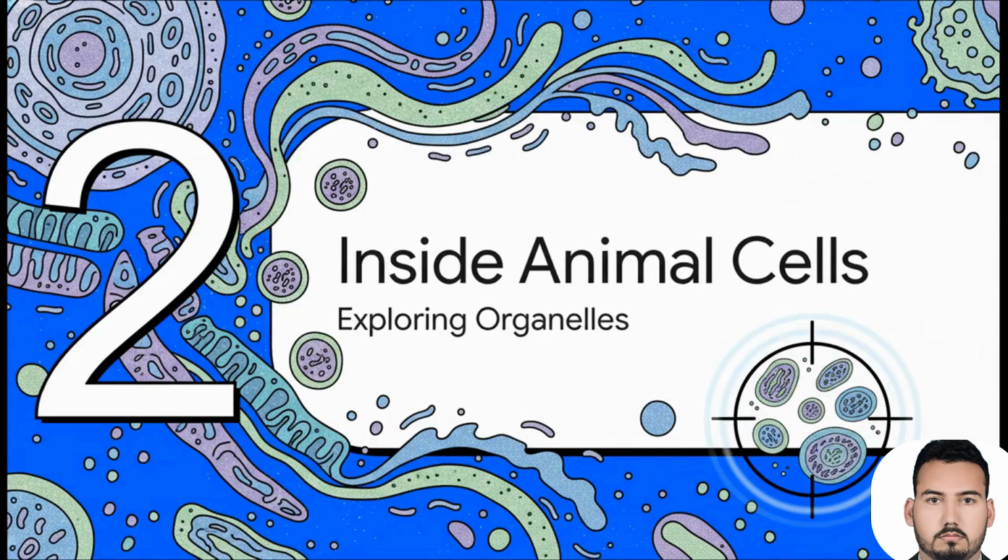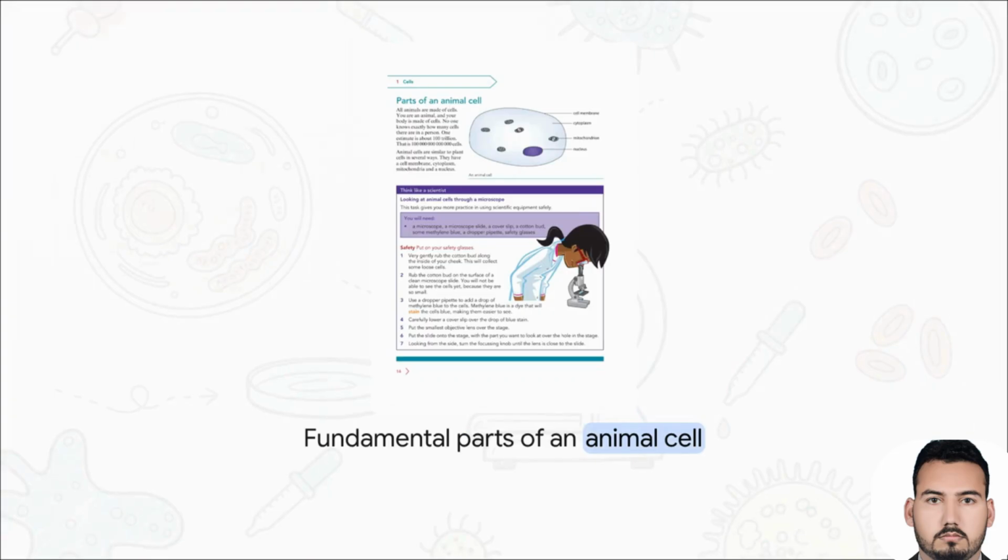Moving right along to section 2, inside the animal cell, exploring those organelles. Let's map out the 4 shared components you're always going to find inside an animal cell. If you picture the cell's anatomy, you've got that outer boundary, that's the cell membrane. Inside that boundary, there's the cytoplasm, basically filling up all the empty space. Then you'll notice the mitochondria. They usually look like little oval shapes. And finally, the large, very distinct nucleus. These are the fundamental working parts that just keep the whole operation running smoothly.